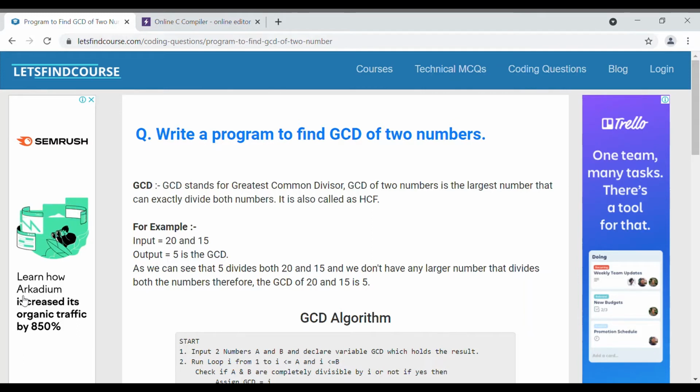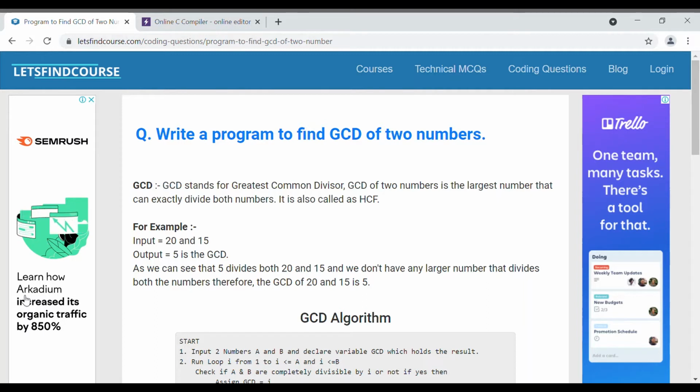Okay, so suppose you have two numbers 20 and 15. So what will be the GCD of these numbers? GCD means the greatest common divisor, that is the number which divides both the numbers completely and the remainder is 0. Okay, so what is GCD of 20 and 15? The greatest common divisor is 5. Only 5 can divide both 20 and 15, right?